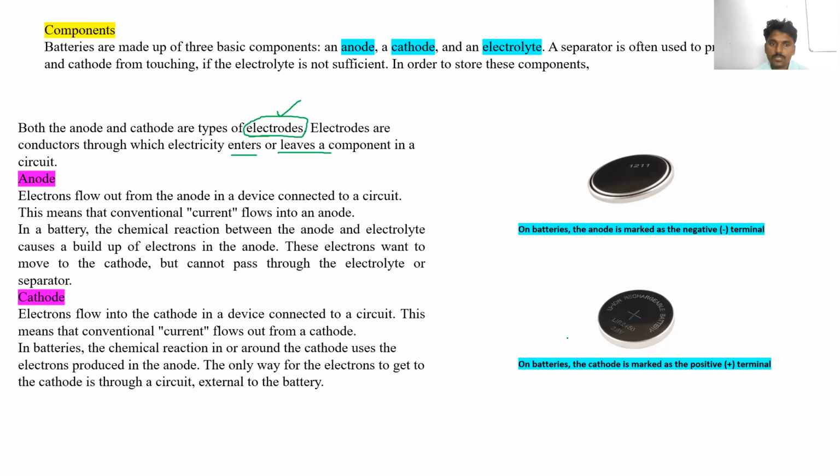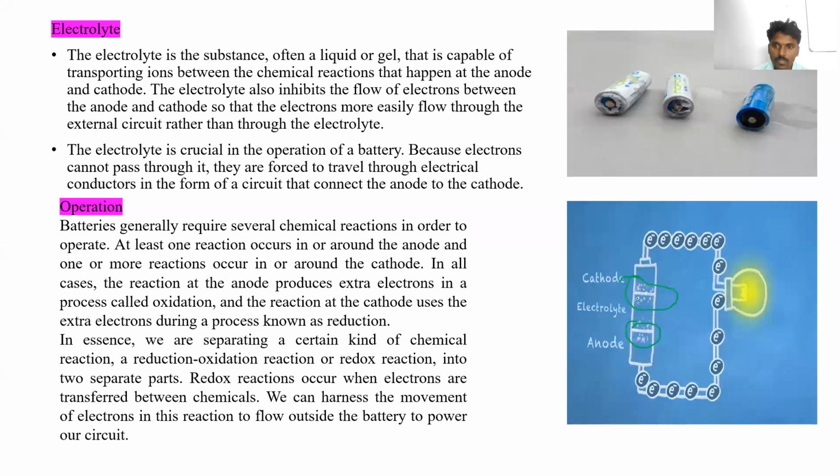In the same way, cathode: electrons flow into the cathode in a device. After the chemical reaction takes place between the electrode and electrolyte, if the electrons enter into that electrode, that electrode can be called the cathode. Is it clear?